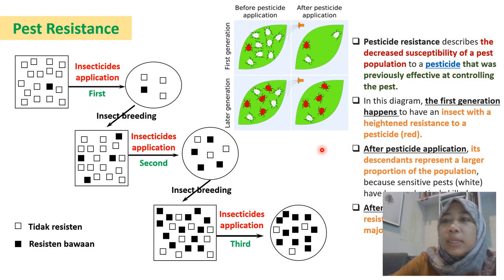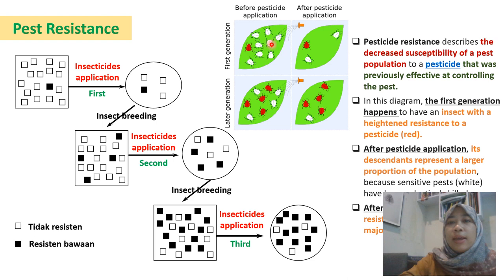Pest resistance describes the decreased susceptibility of a pest population to a pesticide that was previously effective at controlling the pest. In Indonesia, penurunan kerentanan hama terhadap pestisida tertentu yang sebelumnya efektif menjadi tidak efektif, ya. So as we can see in the diagram, in this picture, the red one is a pest that is highly resistant, and the white one is susceptible. Susceptible itu yang rentan, ya.